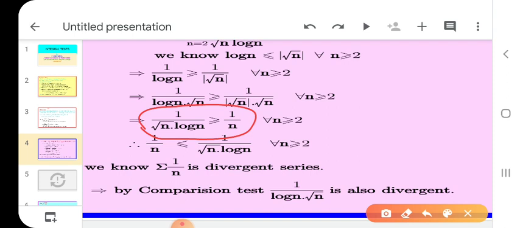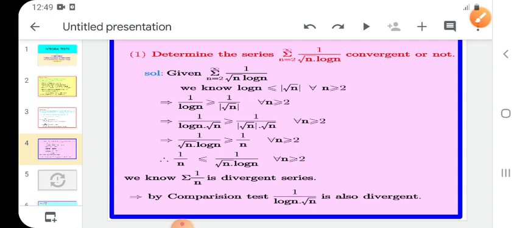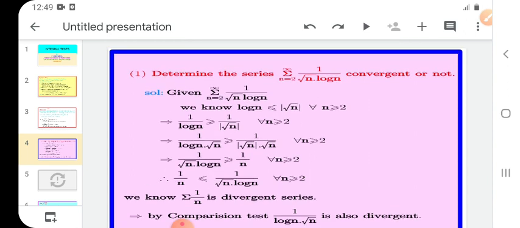See here. Here we have two series. 1 by root n into log n is our given series. Another one is 1 by n. First I find whether the series 1 by n is divergent or not. By p series test it is divergent. So 1 by n is smaller than our series, then automatically the larger series 1 by root n into log n is also divergent. We find it easily by using comparison test and p series test. So there is no need to apply the integral test.